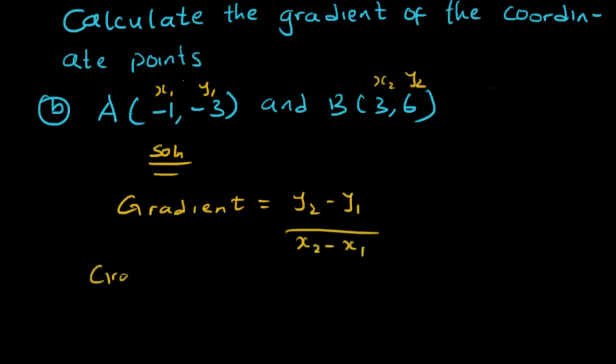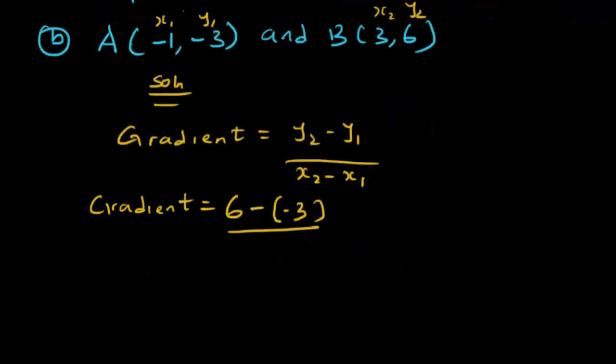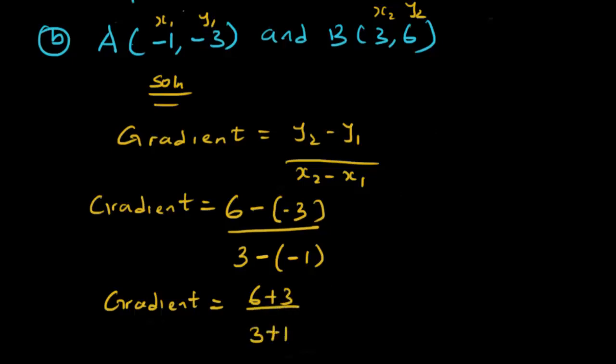Now gradient equals, what is our y2? 6. y1 is what? Minus 3. So I have to put that in brackets. All over x2 is what? 3. Minus x1 is what? Minus 1. I have to put it in brackets too. So which means gradient equals, minus times minus is plus, so I should have 6 plus 3 all over, minus times minus is plus, so I have 3 plus 1.